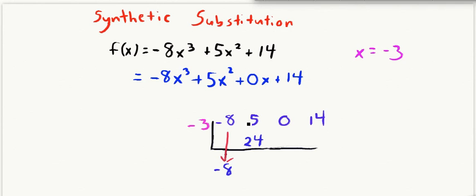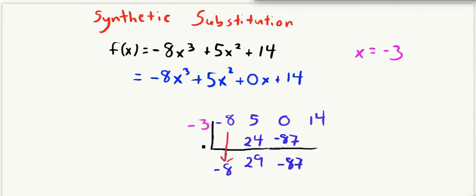Once we multiply, then we add. 24 plus 5 is 29. So I'm going to write 29 down here. And again, we just do the same step. Multiply negative 3 times 29, and that's going to give us negative 87. And then 0 plus negative 87 is just negative 87.